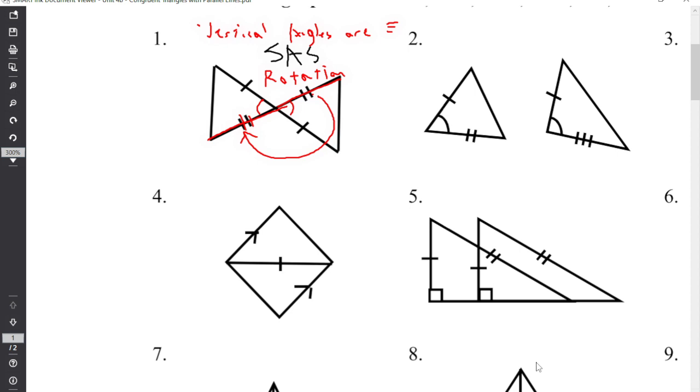Now I'm going to pause for 30 seconds and have you take a look at number 2 and see what you see with number 2. Again, if it's not congruent, we're just going to write not congruent. If it is congruent, we're going to say which method we're using, and we're going to say whether it's translation, rotation, or reflection.